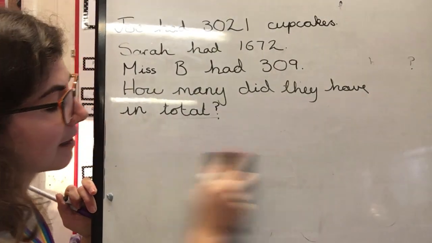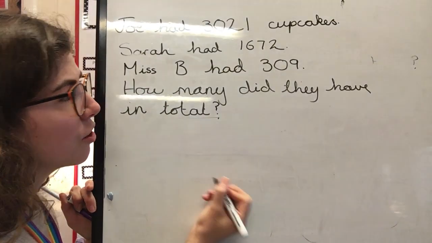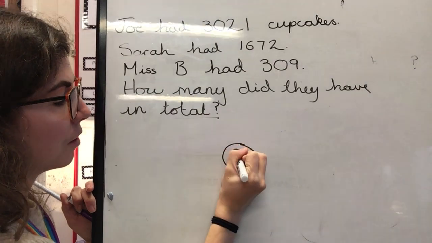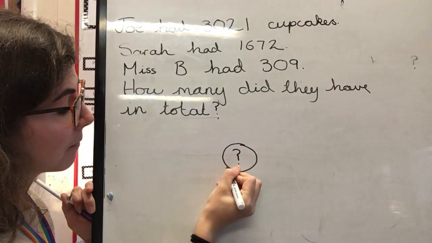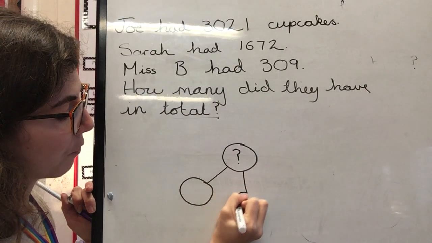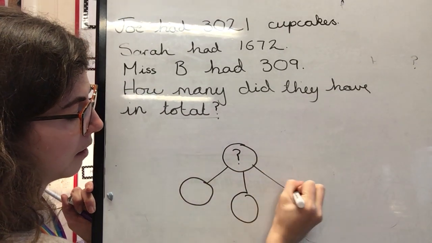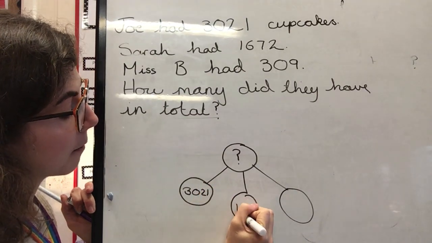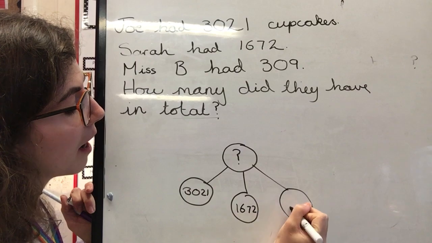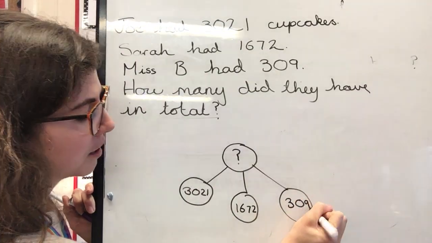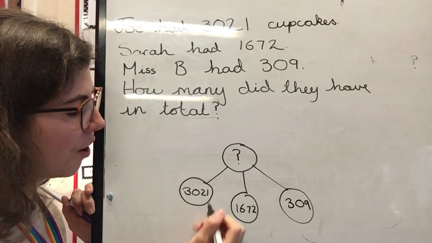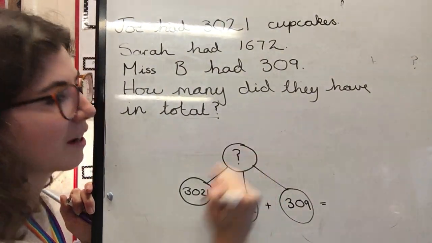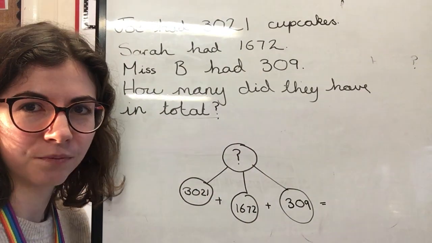We can also represent adding 3 numbers or more together using the part-whole models I showed you earlier. So, we don't know what our whole is yet, that's still a mystery, but I do know that I've got 3 parts. One of those parts is 3,021, one of those parts is Sarah's cupcakes, 1,672, and one of those parts is Miss Buckman's cupcakes, 309. And I know that to find the whole, I would need to add those 3 parts together to find that whole number, to find that total.